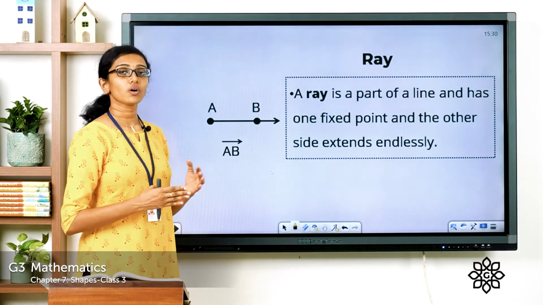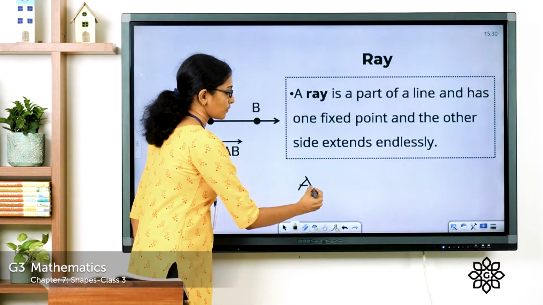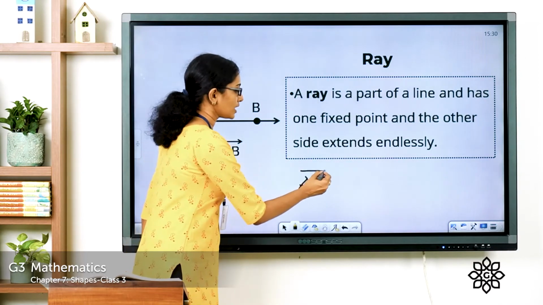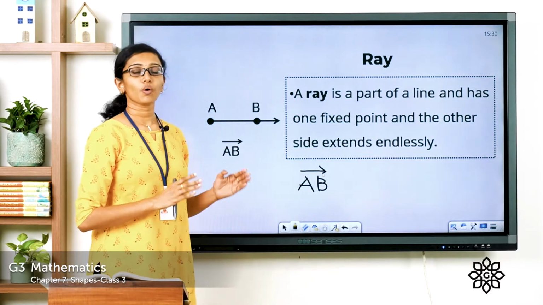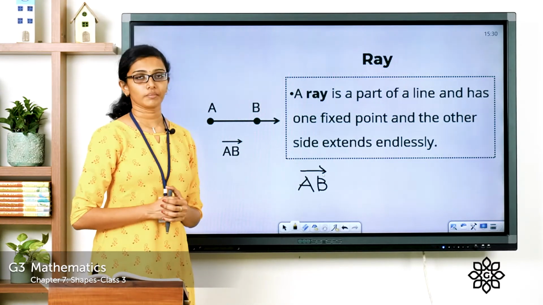So how do you write or how do you represent a ray? You just write the name of the starting point along with another point on the ray, and above that you draw a line with an arrow pointing in one direction. This is how you represent a ray in maths.